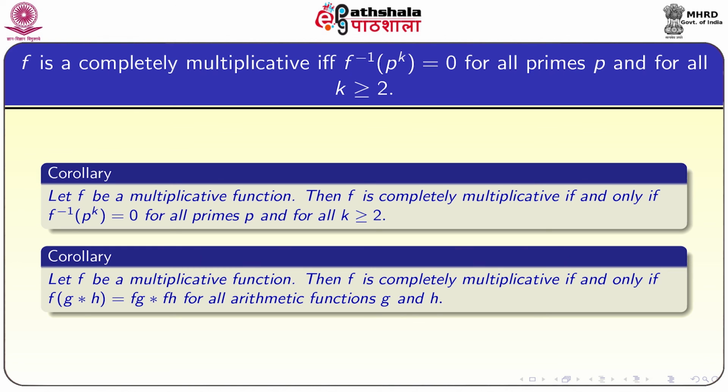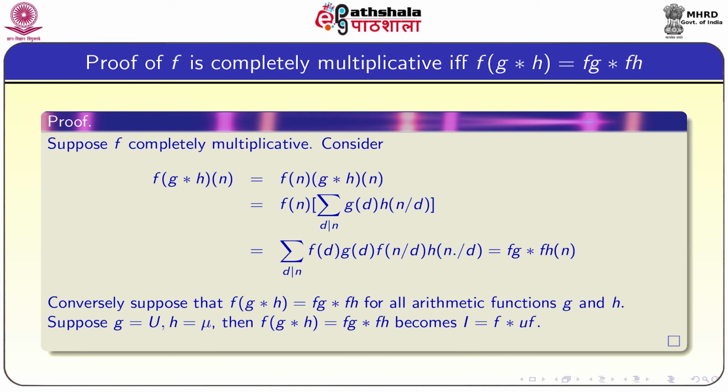Another corollary is that if f is a multiplicative function, then f is completely multiplicative if and only if f into g star h is equal to f g star f h for all arithmetic functions g and h. So, proof goes like this. Suppose f is completely multiplicative, consider f into g star h of n. We have to show that f into g star h equals f g star f h. So, that is why we considered f into g star h of n.